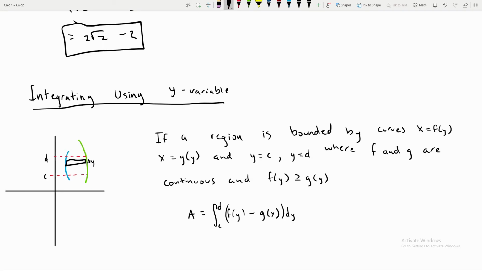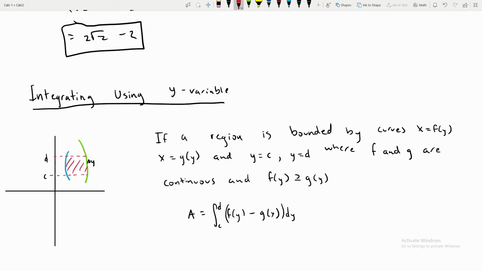So if we have a region that is bounded by curves x equals f of y and x equals g of y, and then we also have these lines bounding it on the side, so it's no longer x equals something, now it's going to be y equals c and y equals d. Obviously f and g are going to be continuous functions, and we're going to have the same restriction that we had before, that f of y is greater than g of y for all y's on that interval.